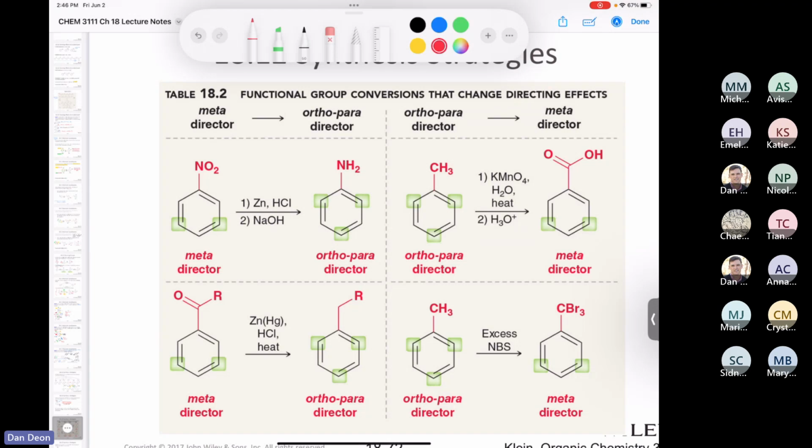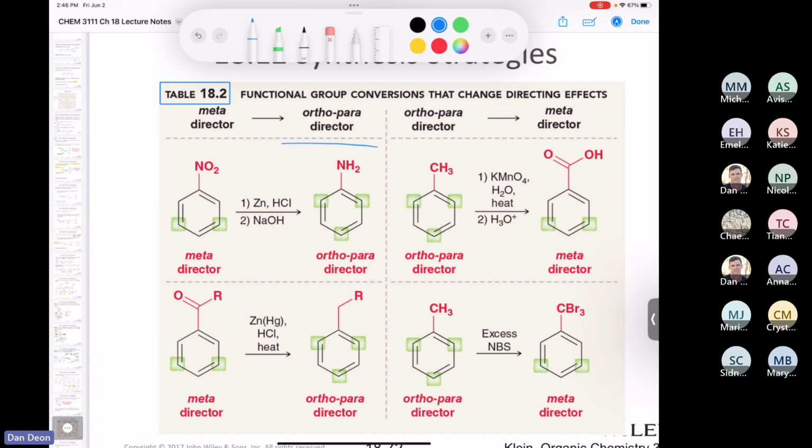This is a really neat table. I took this class in 1995, and they didn't show me this. I had a version of table 18.1 in my textbook. The woman who wrote my textbook, she died a long time ago. She was from University of Michigan. But anyhow, she never had this table in there, but I really like this because it shows students how you can take a meta director and convert it into ortho-para, or the opposite. So it gives you some really neat transformations.